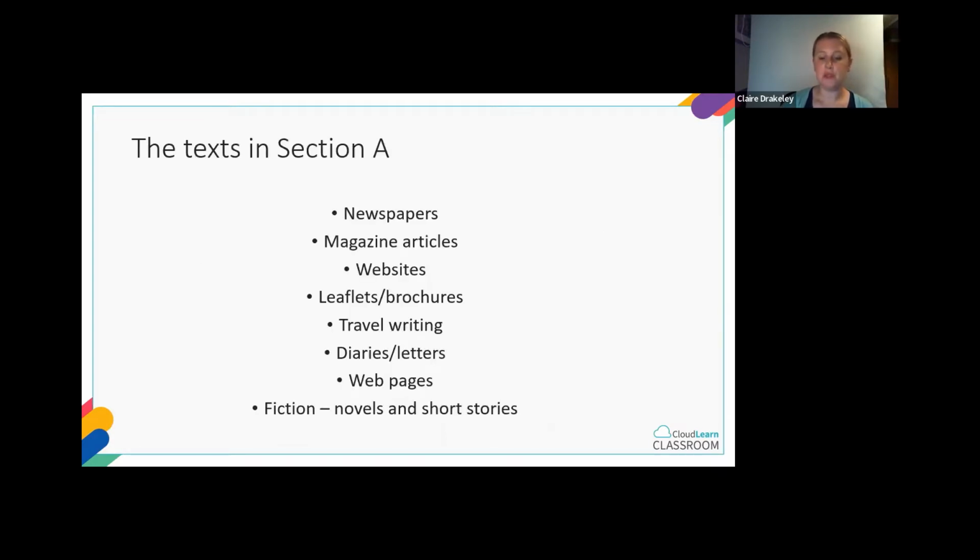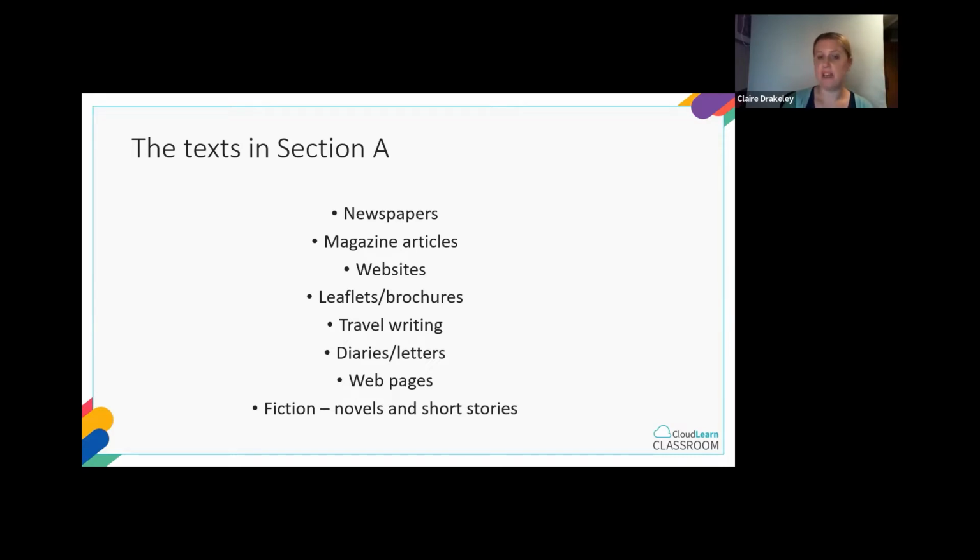So what are these 2 texts going to be, your unseen texts? What are they going to be? Well, as I've said, they will have a common linking theme, but as to what form they take, they could be anything. We've previously looked at almost all of these. These should be very familiar to you, and nothing given to you in the exam should be a shock.